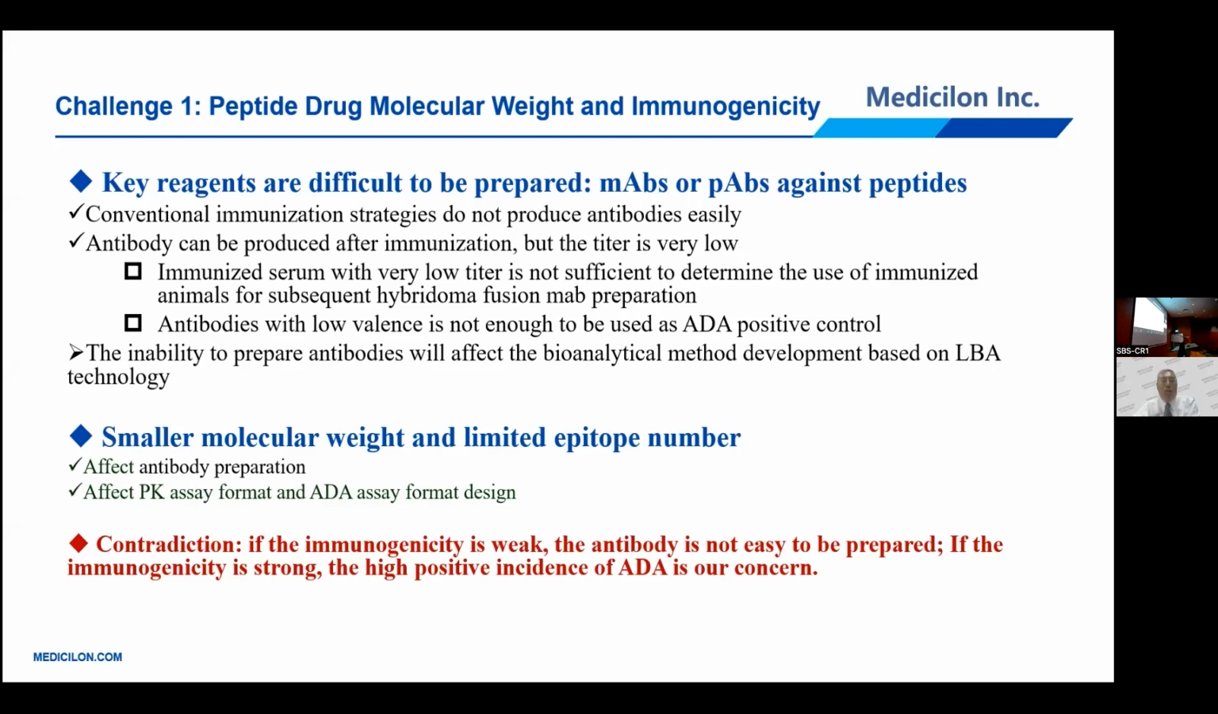A small molecular weight and limited epitope number may affect antibody production. This is interesting: if the immunogenicity is weaker, the antibody is not easy to prepare. If the immunogenicity is strong, it's good for producing antibody, but there is a high rate of positive ADA in the animal body or the human body.